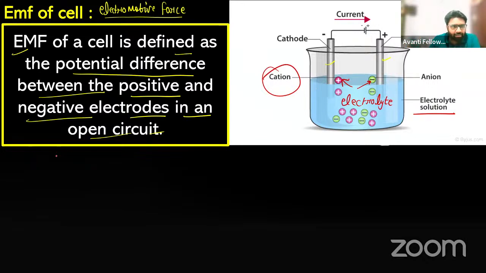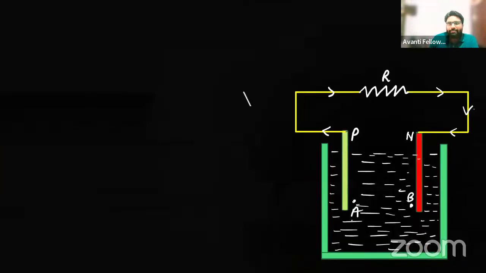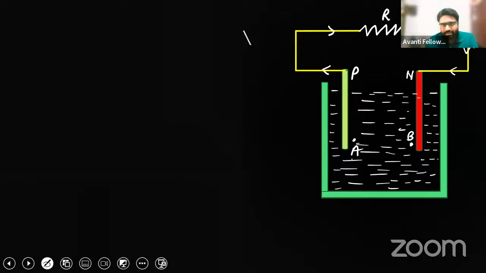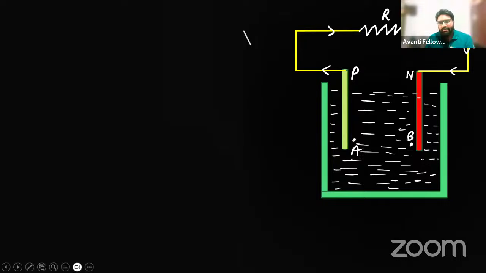First of all, let us elaborate a little more on the EMF of a cell. Look, we have two electrodes here, positive and negative, and this is a load resistance R, and a current I is flowing in the circuit. So we will discuss the very first case. Suppose, let me change the color.